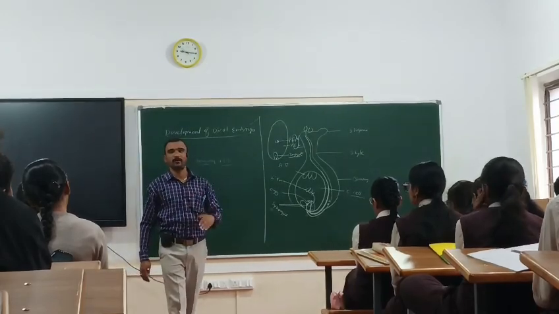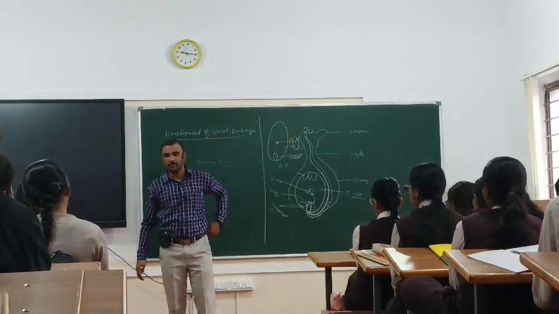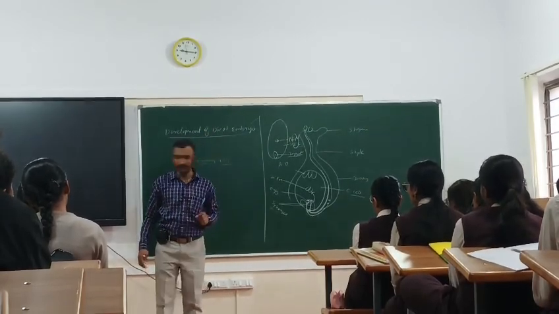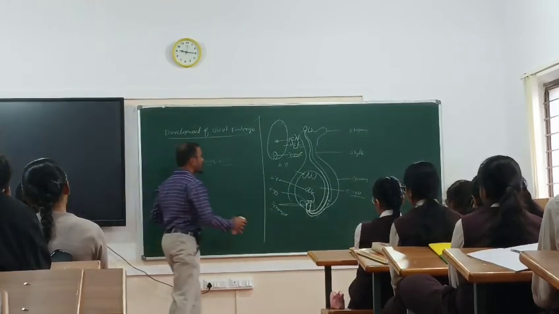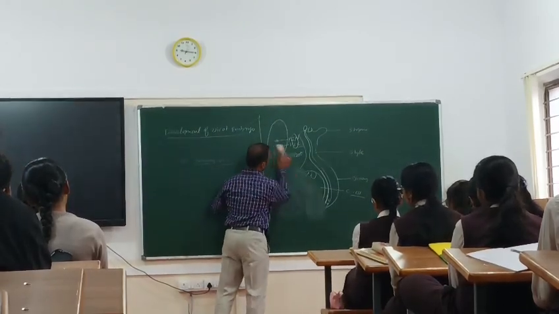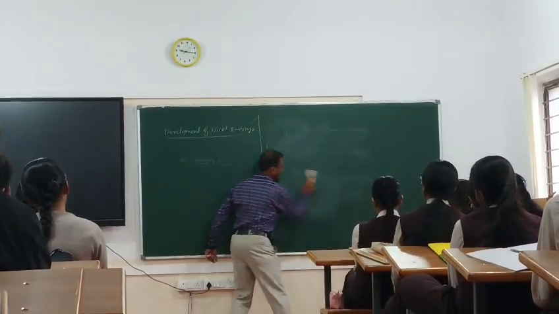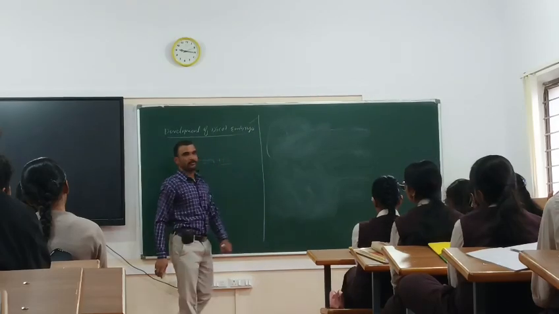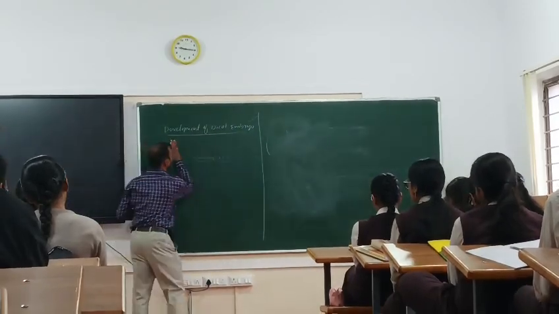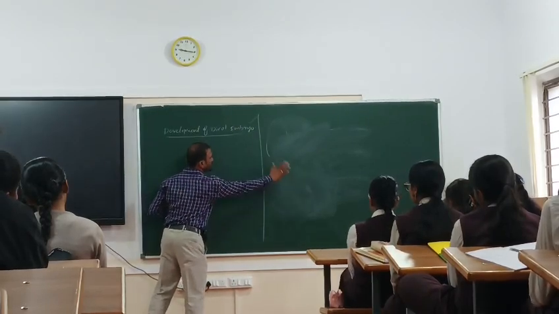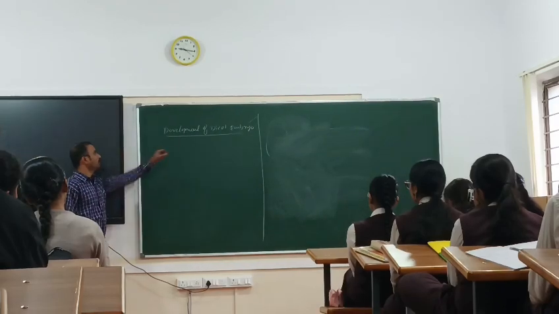In the mature embryo sac, how many cells are there? How many nuclei are there? 7. Right, 7 celled and 8 nuclei. Sometimes they will ask in PUC also why the mature embryo sac is 7 celled and 8 nuclei. So you have to be careful. Right. So this is the double fertilization.